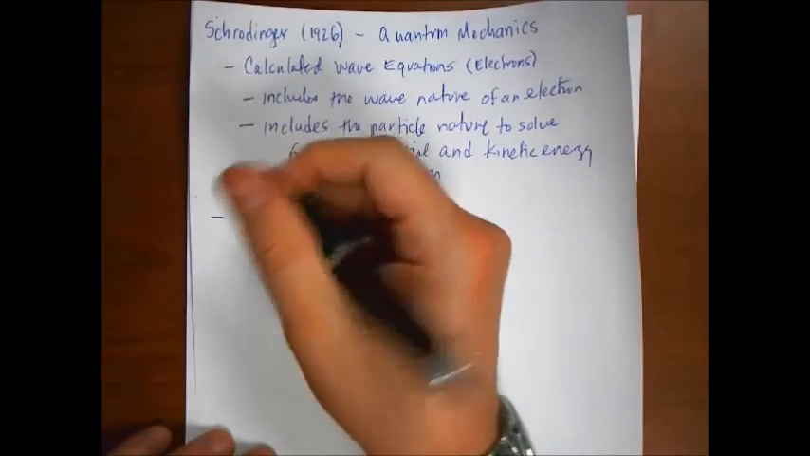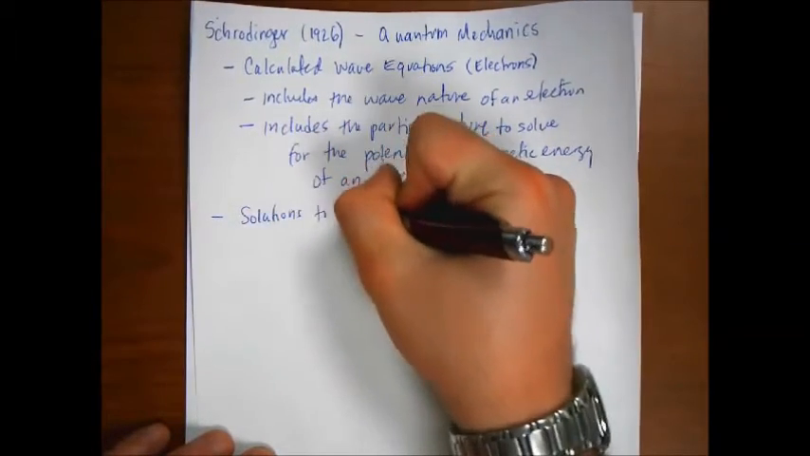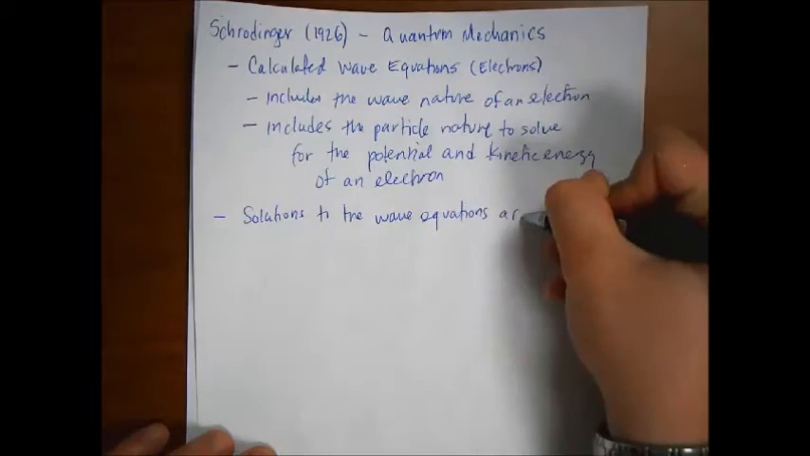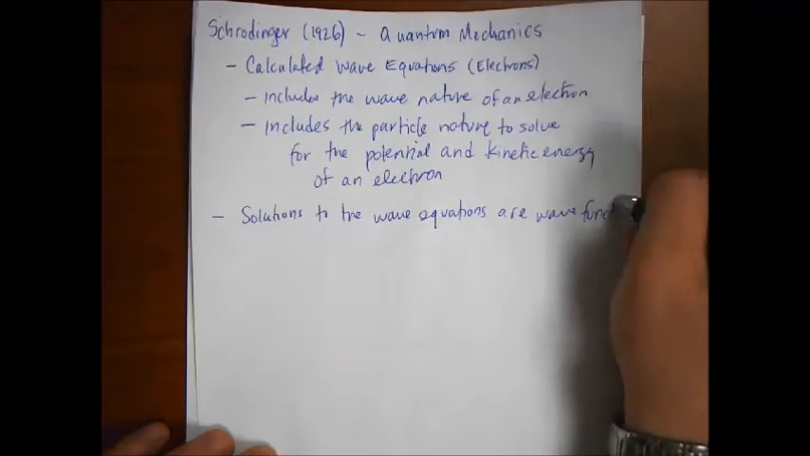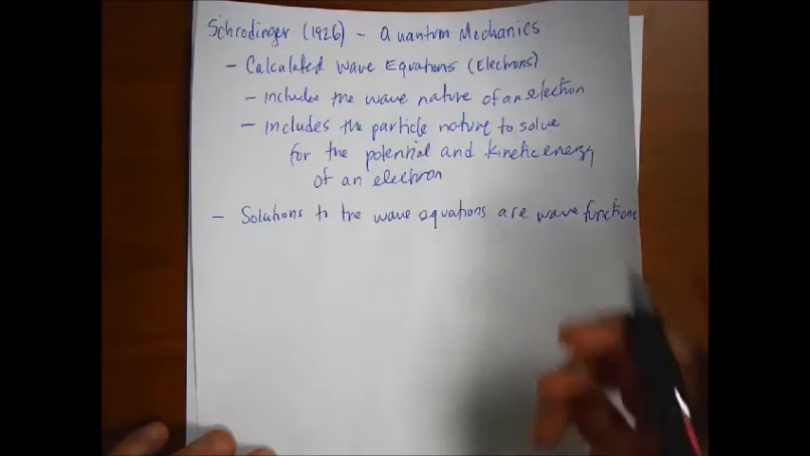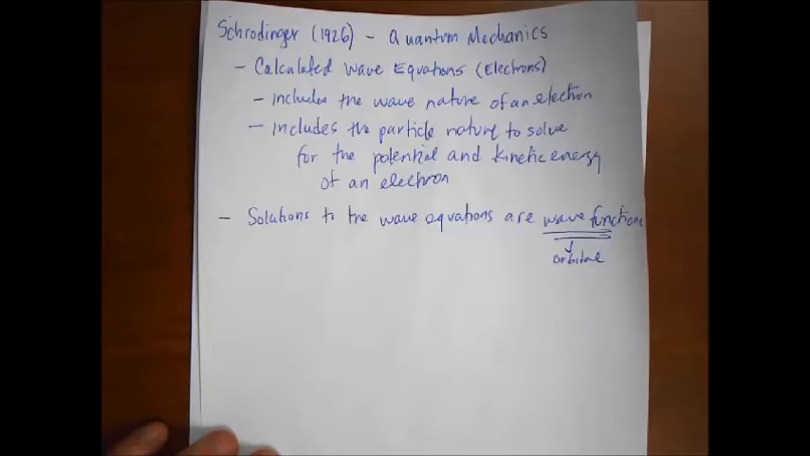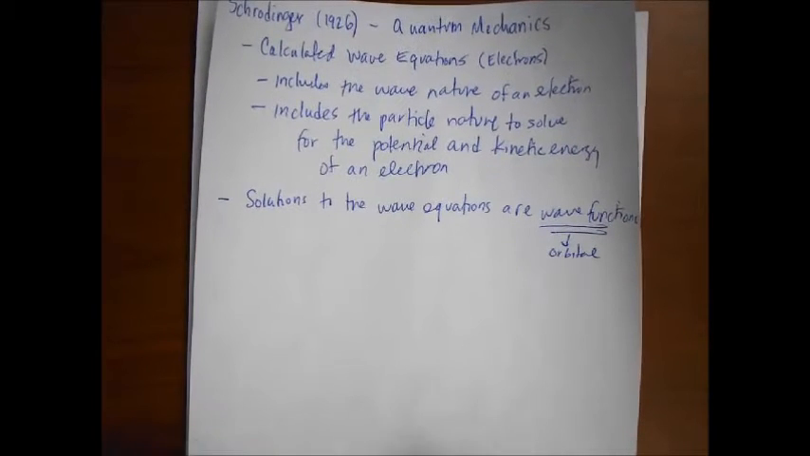The solutions to the wave equation is a wave function. So the next major thing was that the solutions to his wave equations are wave functions. This sounds kind of complicated, but in essence, what a wave function becomes is just an orbital. We're going to talk about orbitals in a second, but I think you guys remember back to your days in high school maybe, where we talked about an s orbital and a p orbital. So when he solved these wave equations, what he basically came up with was the shapes of these orbitals.